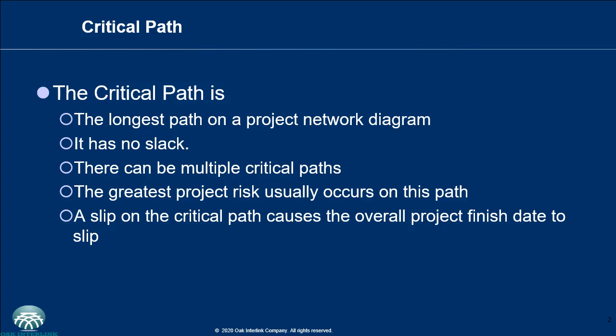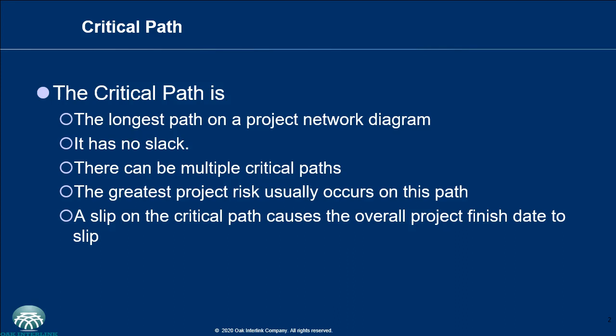The greatest project risk usually occurs on this critical path, and that is because on the critical path there is no opportunity for delay, there is no allowance for there to be any mistakes. So because such is the case, there is a high level of risk associated with it, because once there is any mistake or any error or any issues associated with that path, then the overall project finish date will be delayed, or the project will be delayed in some way.